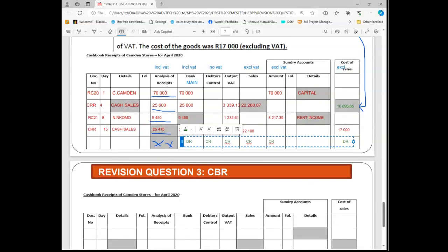So this will always help you. At the moment, it looks like it's not helping, but if they ask you for the ledger, you already know that when you go to the ledger, the total of bank will go to the debit side. Debtors go to the credit side, and the output goes to the credit side. Can you see now? Yes. And cost of sales always goes with something. Remember which account always goes with cost of sales? Sales. We did it yesterday.